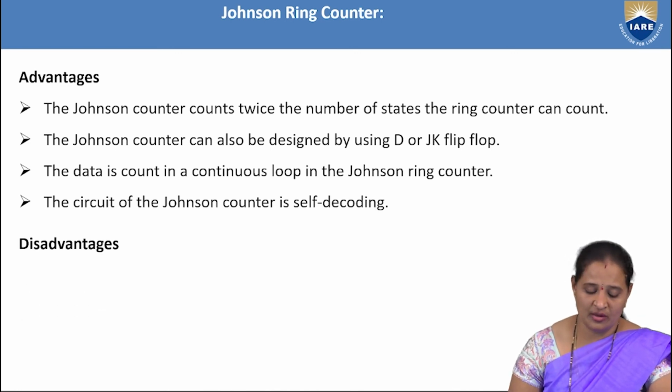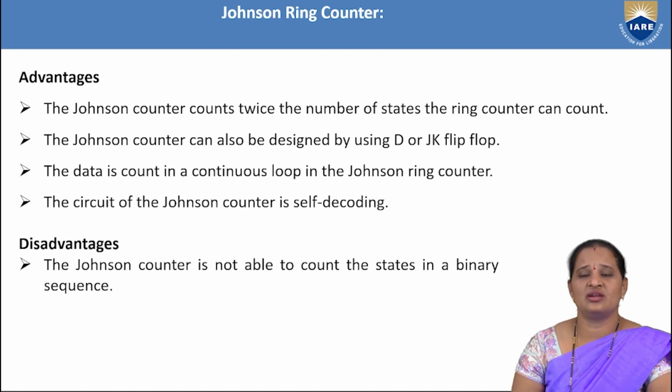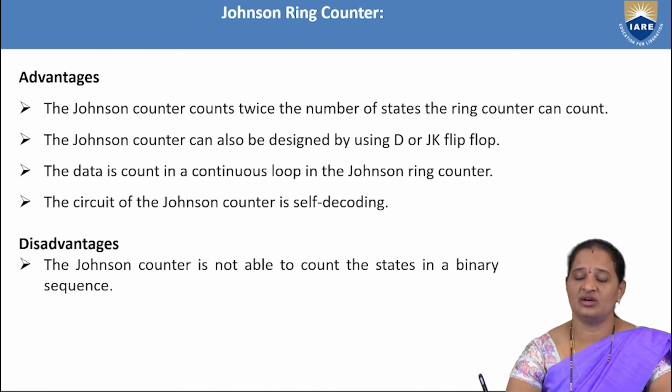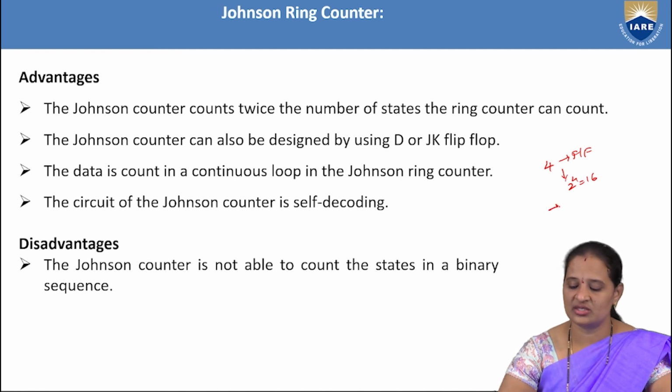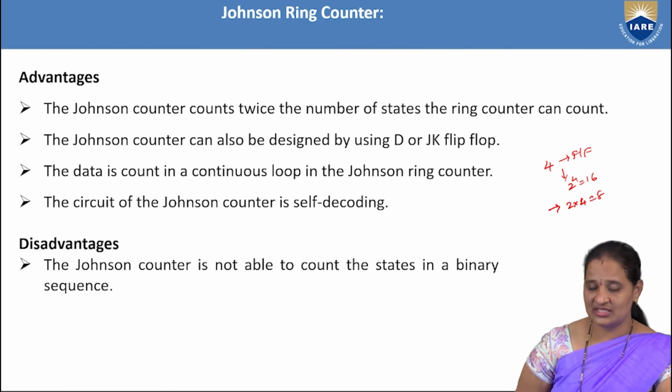Coming to the drawbacks here. The major drawback is that the Johnson counter is not able to count all the states of a 4-bit binary sequence, as we are using 4 flip-flops. So how many states can we count? Basically 2 power 4, that is 16. But using the Johnson counter, how many states are we able to count? That is 8. So that is the major drawback here. It cannot be used to count all the states in a binary sequence.